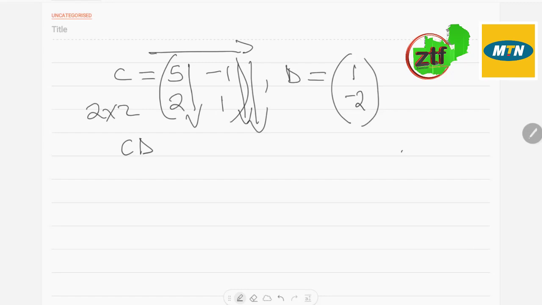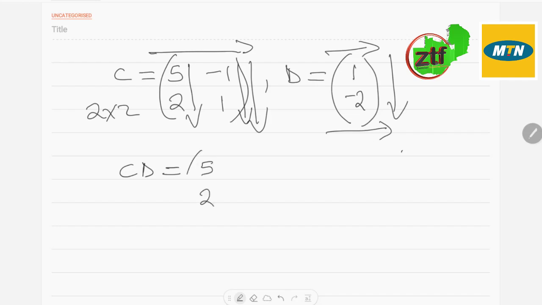Then look at matrix D. What is the order of matrix D? Matrix D has 2 rows and 1 column, so it's a 2 by 1 matrix. We are going to simply multiply these 2 matrices in order to come up with a single matrix. So CD is going to be 5, 2, negative 1 and 1, then we have 1 and negative 2 like that. So what does that mean? It's a row by column and a row by column.